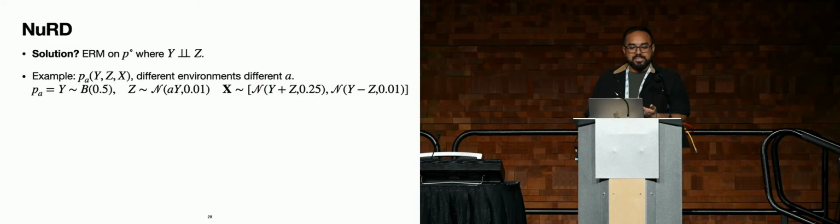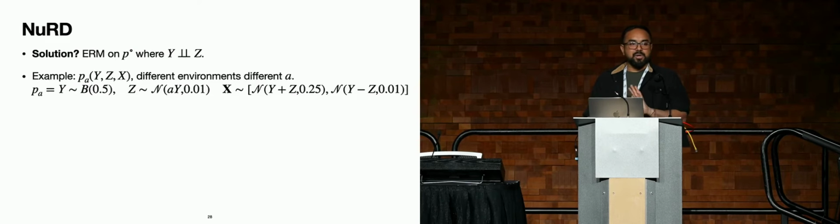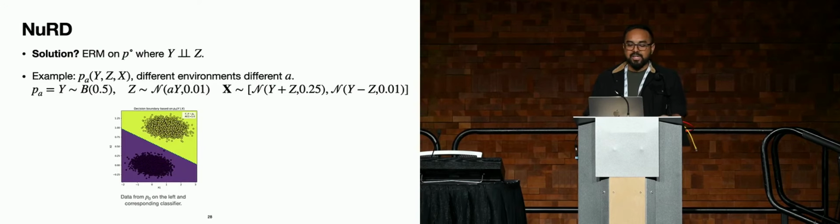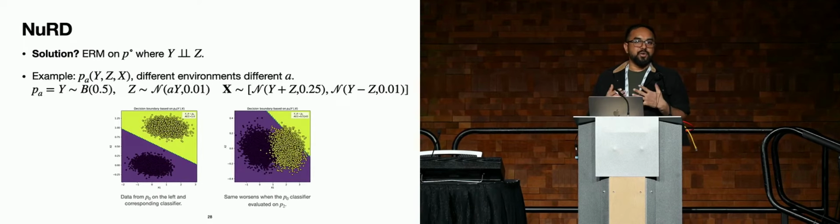So if I set A to 0, I have Y independent of Z. And I can build a classifier in this distribution. This is a simulation from this example. Looks like we're getting 100% accuracy, which is very good. Okay, I'm going to take this classifier now and evaluate it on this distribution with A set to 1. And it looks something like this. So your classifier that achieved 100% accuracy when there is no correlation suddenly is at 50% accuracy.